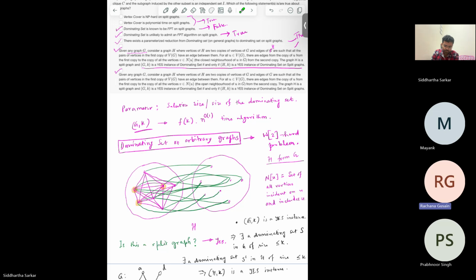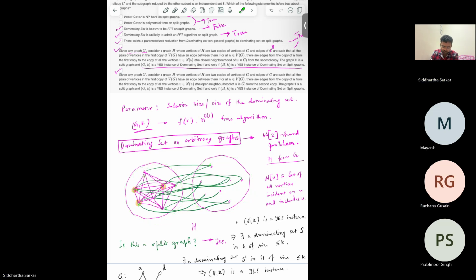From G, how do we construct H? You make two copies of the vertices of G. So this is one set, and this is the other set. Initially there are no edges, only the two copies.